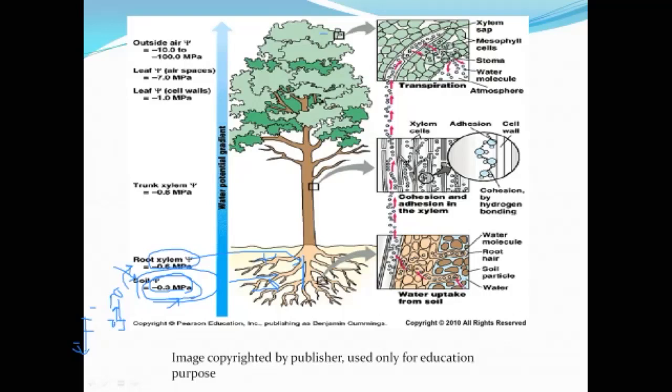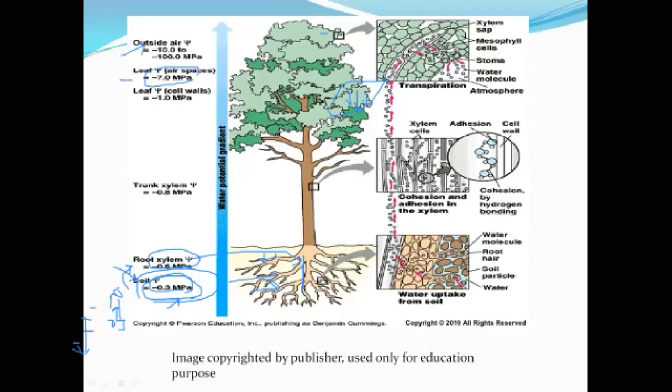Up there are the leaves. Leaves are in a continuous state of transpiration. Due to the transpiration, the water potential in the leaves decreases because the water is transpired. That's why the concentration of the water decreases, and as the water concentration decreases, the tendency of the water to move, that is the water potential, also decreases in the leaves. Suppose it is minus 10 outside, minus 7 megapascals in the air.